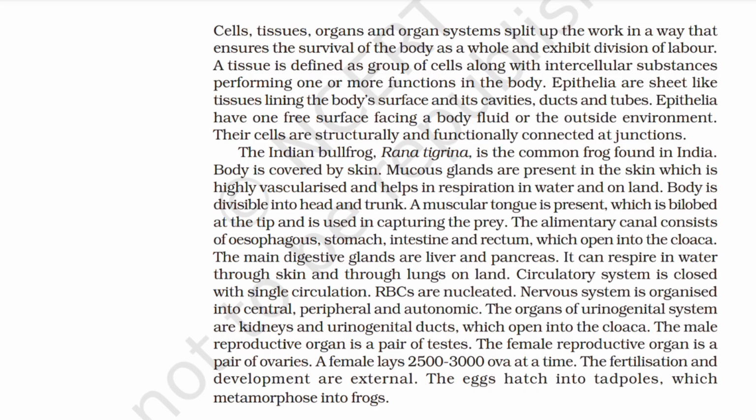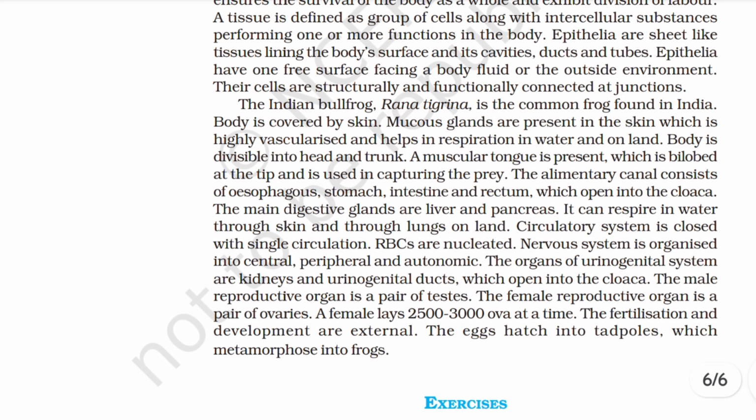The alimentary canal consists of esophagus, stomach, intestine, and rectum, which opens into the cloaca. The main digestive glands are liver and pancreas. It can respire in water through skin and through lungs on land. Circulatory system is closed with single circulation. RBCs are nucleated. Nervous system is organized into central, peripheral, and autonomic. The organs of urinogenital system are kidneys and urinogenital ducts, which open into the cloaca.